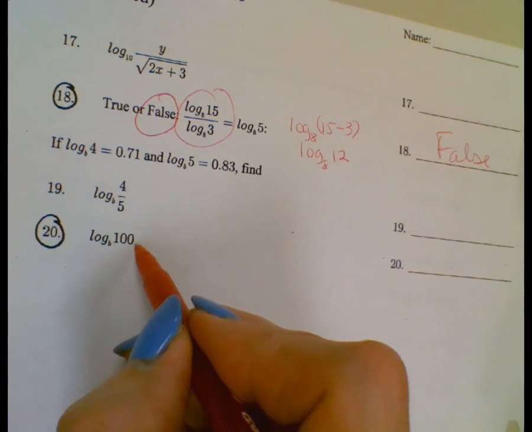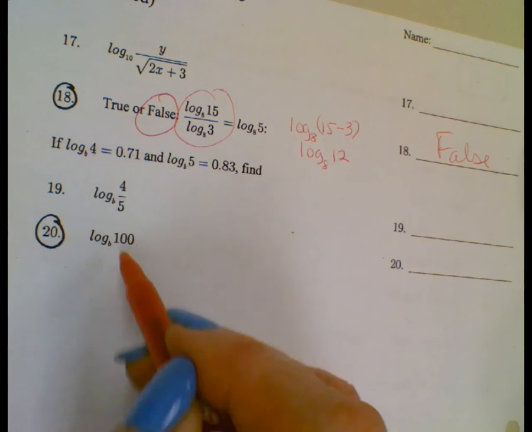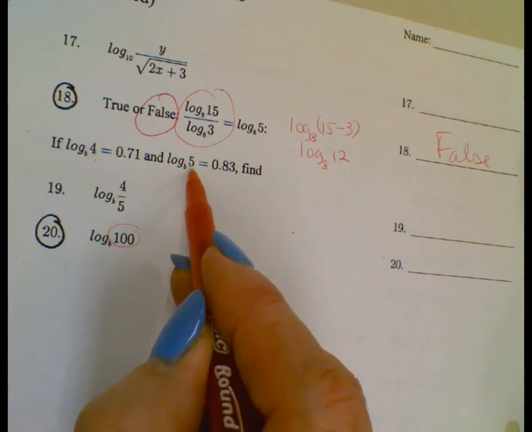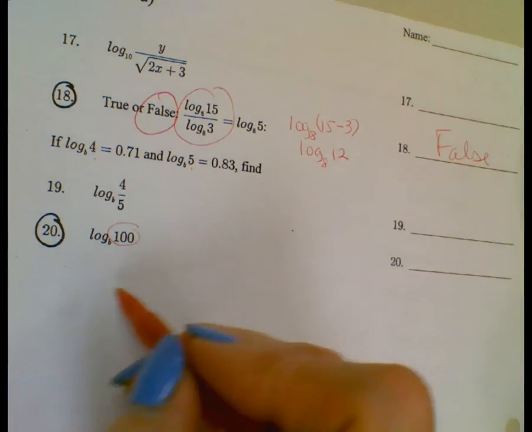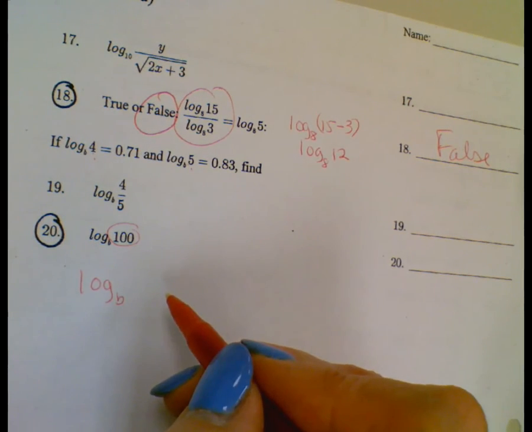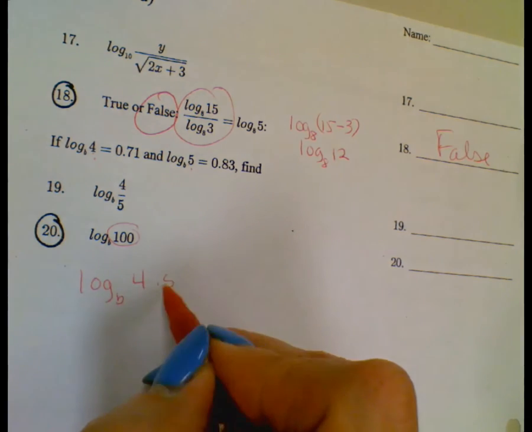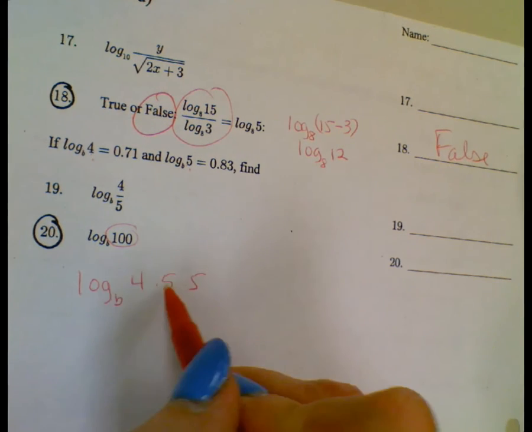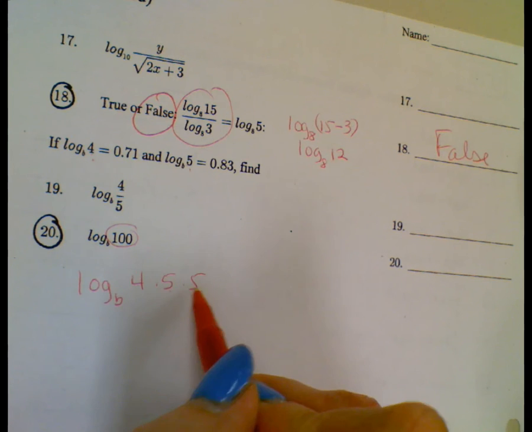And then this one is one of those problems that we did at the end of the notes. Log base b of 100. But all you're given is 4 and 5. We have to express 100 using 4s and 5s. Have any ideas? How about 4 times 5 times 5? This is 25, right? 25 times 4 is 100. So 4 times 5 times 5.